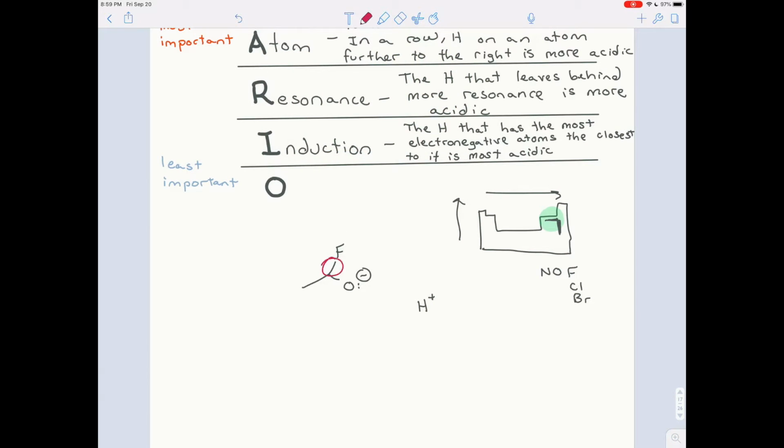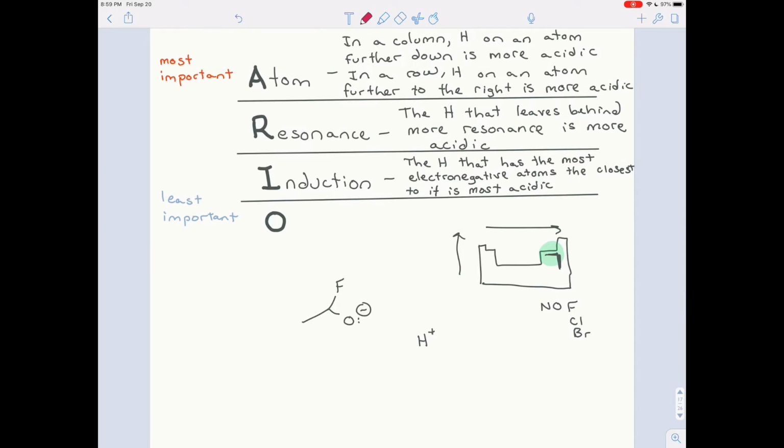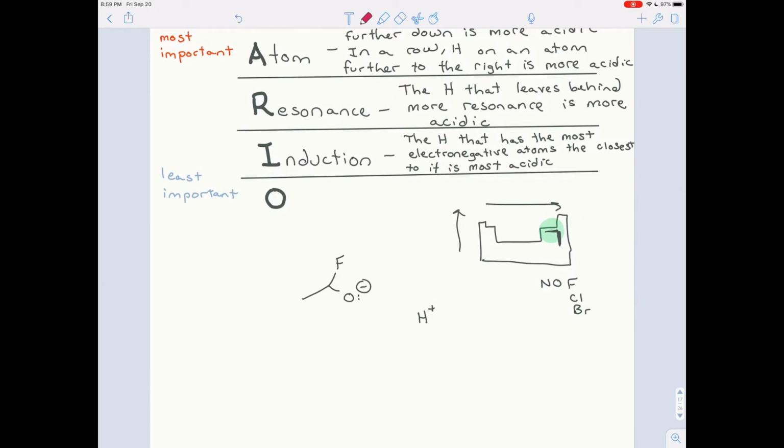Now it mostly acts on this bond, as we saw in chapter 1. But it does act a little bit in this next bond. Not a lot, but enough to help stabilize it. It's not the biggest factor, it doesn't act a lot. It's the third factor here. It's only going to be relevant if the atom and the resonance aren't there. But it does pull electrons a little bit even from that distance, far away. And that helps to spread the negative charge out over more space.